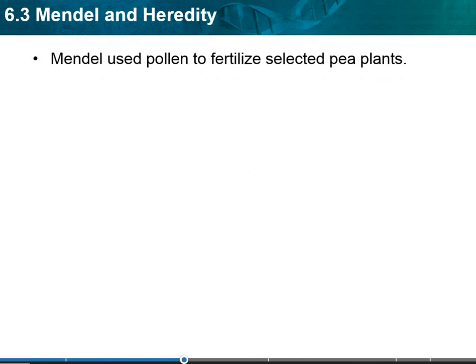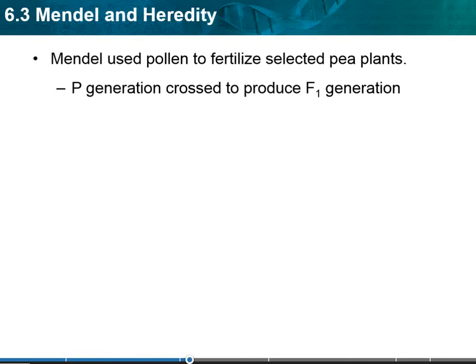Mendel used pollen to fertilize selected pea plants. The P generation, which the P stands for parental, crossed to produce the F1 generation. The F1 generation, F stands for filial, which means son. So the P generation gives the F1 generation.